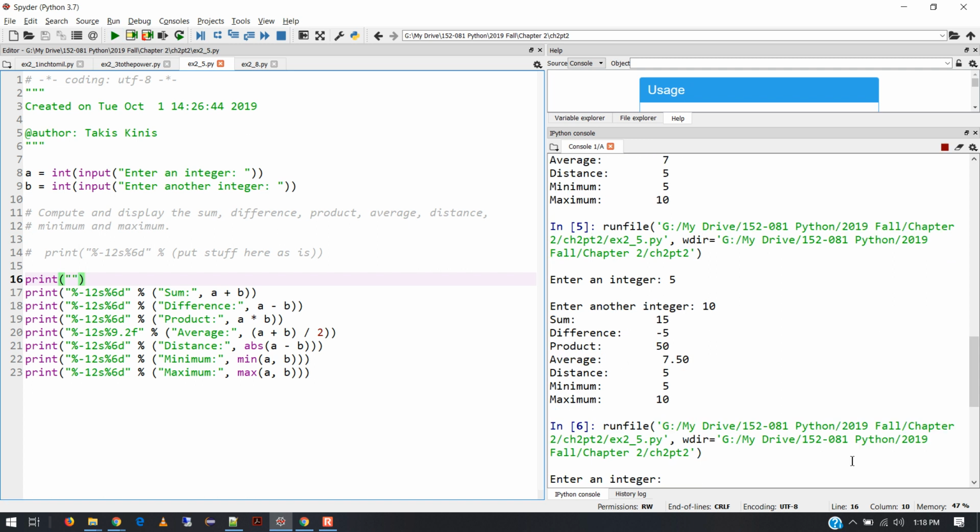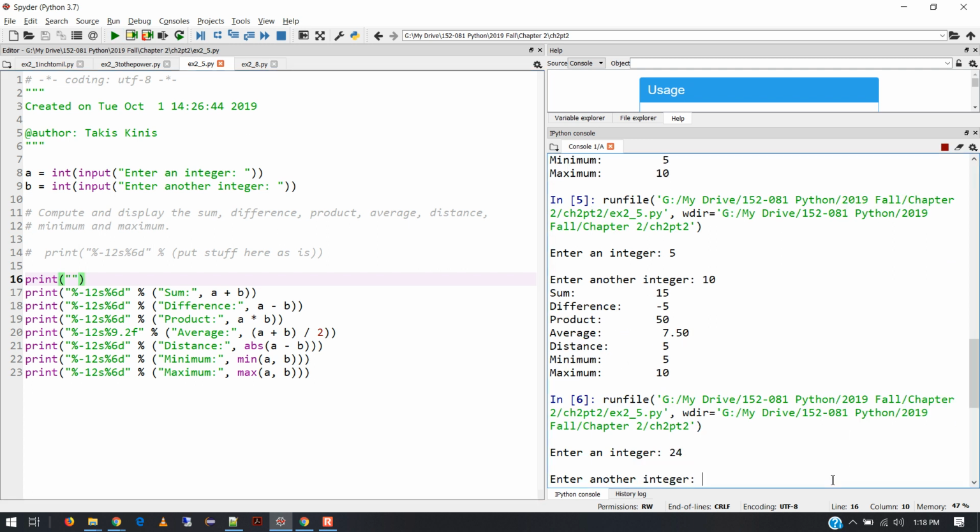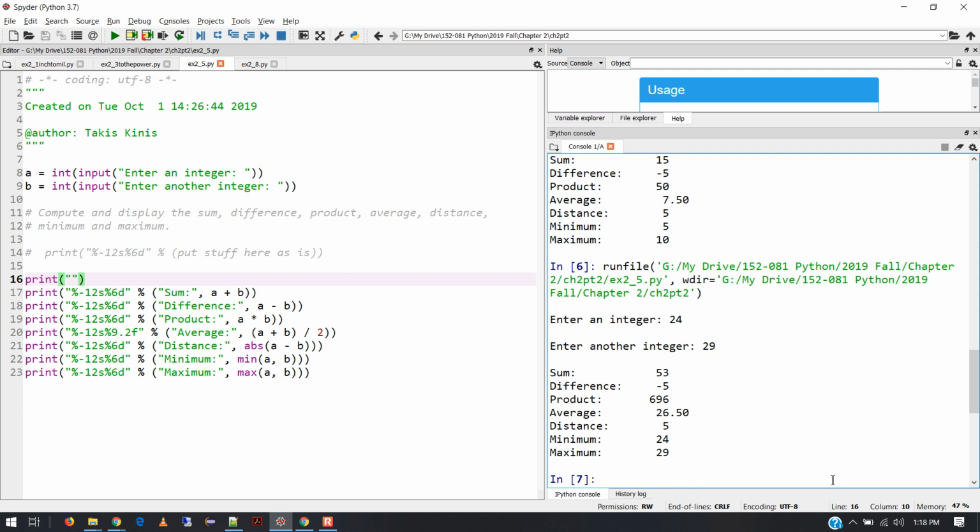So let's try it one more time. Let's use some different numbers. I'll do 24 and 29. Looks a little better, right? A little easier to read. All right, so that's exercise 2.5. You guys cool? Any issues, anybody? All right, great. Let's move on to the next one.